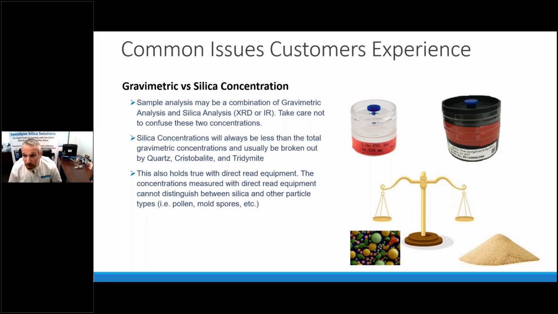Again, I wanted to differentiate the difference between both gravimetric and silica concentration. Gravimetric is going to weigh the weight of the filter, but there can be other materials, both organic and inorganic, biological, that can be present. In order to get the concentration of respirable crystalline silica with speciation, usually quartz, cristobalite, and tridymite, they must use that IR or XRD analysis in order to get that speciation.